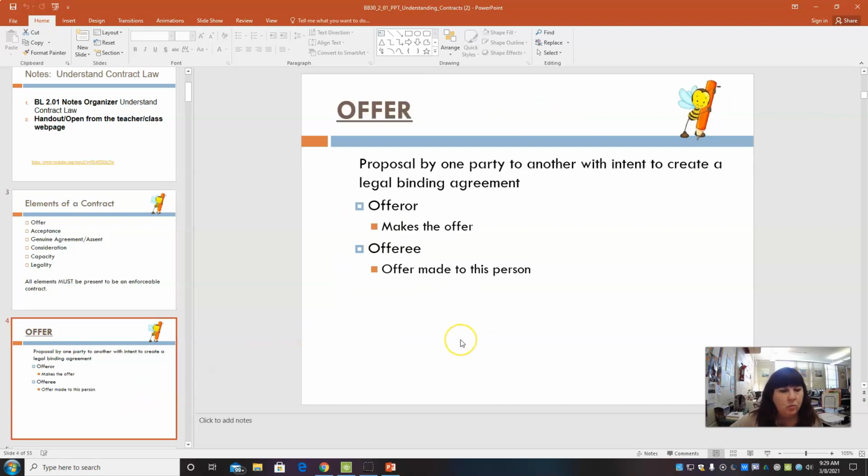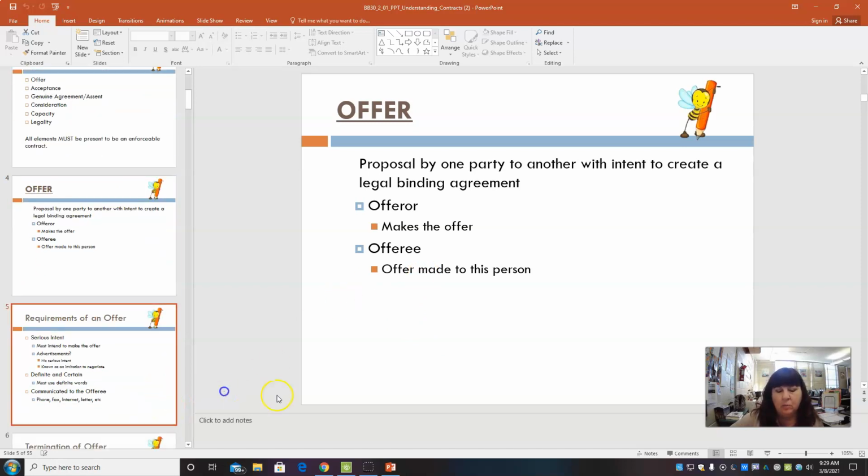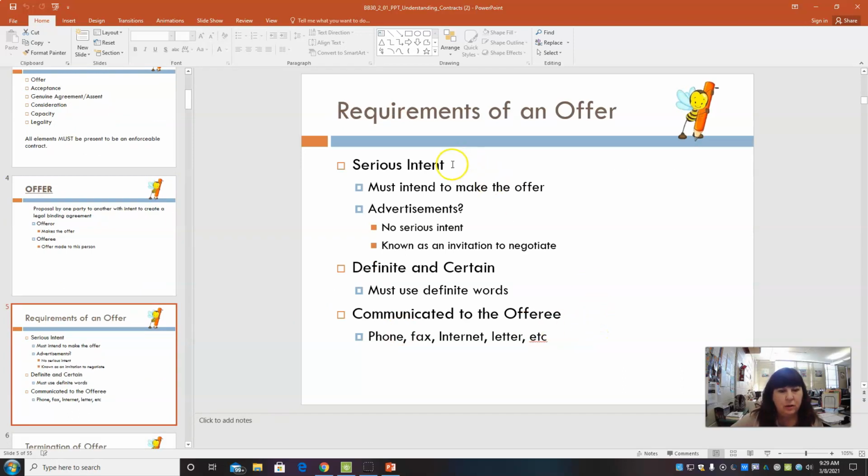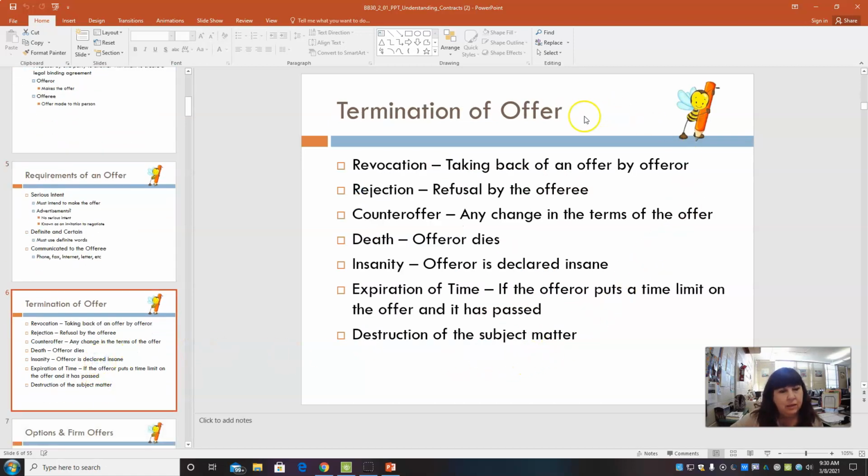Then it goes through each one and tells you exactly what they are. Pay attention to the verbiage as you're going through them. Offeror is the person who makes the offer. Offeree is the person who the offer is made to. Looking at requirements of an offer, you have to have serious intent, it has to be definite and certain, and communicated to the offeree. And then they go through termination of the offer, ways that it can be terminated. You can have revocation, rejection, counter offer, death, insanity, expiration of time, and also destruction of the subject matter.